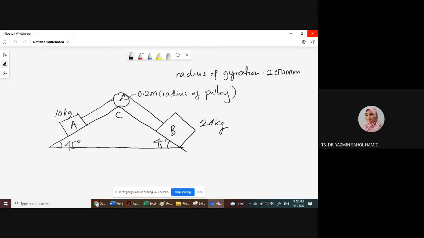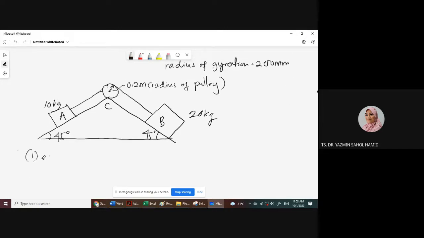Now let's solve this problem together. Question number 1 is to write the equation of motion. For the equation of motion, of course, you're going to draw a free body diagram. Make sure you draw a straight line downward for weight, and then you have a normal force. And for this question, is there friction? Class, is there friction? No, there isn't.